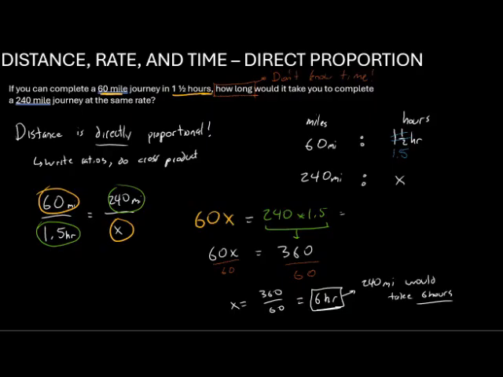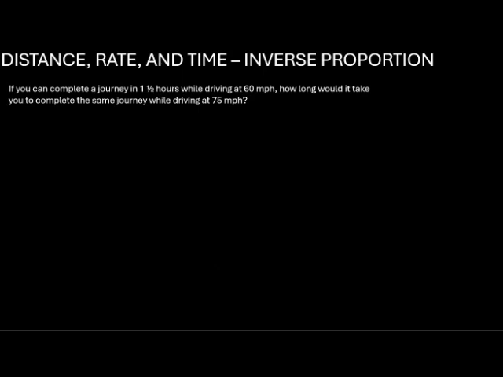Now we'll do an example with inversely proportional quantities. We're now given a question where we have 1.5 hours while driving at 60 miles per hour, and we're asked how long it would take to complete the same journey while driving at 75 miles per hour. Note that we are given hours and speed, or rate. We'll mark that the hours are time.